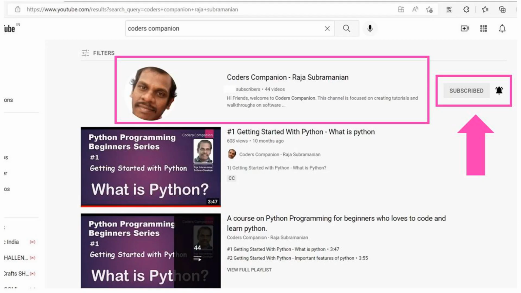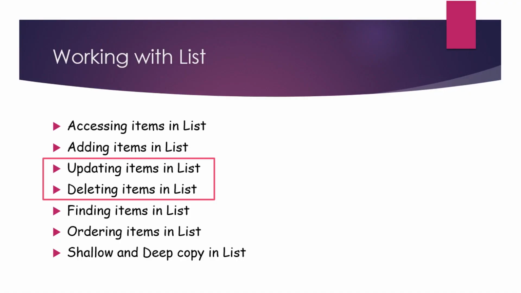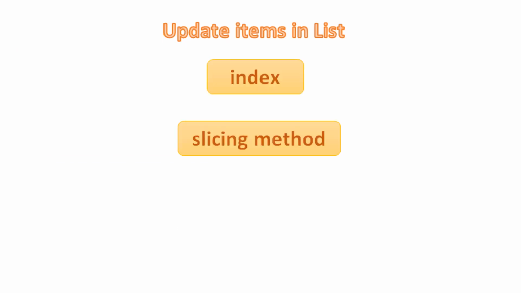Let's get started. These are the subtopics in working with list. In this video, I am going to cover the third and fourth topic, updating and deleting items in list. Updating items in list. We can update items in a list using index and slicing method. Index is used to update a single item of a list.